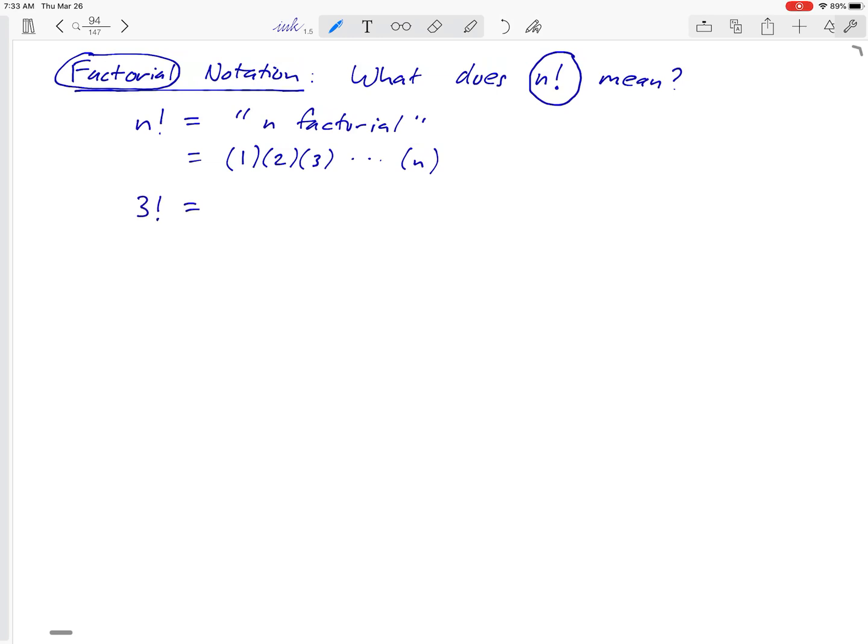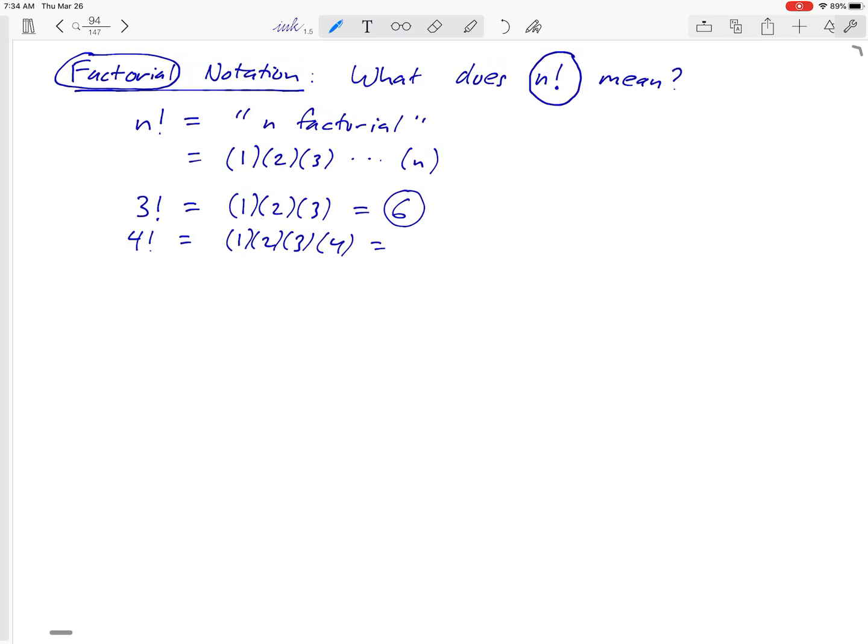Let's do just a couple of examples. So what would 3 factorial mean, for example? Well, that just means we're going to start with the number 1, and we're going to multiply until we get to 3. So we would get 1 times 2 times 3, which is 6. So 3 factorial is equal to 6.